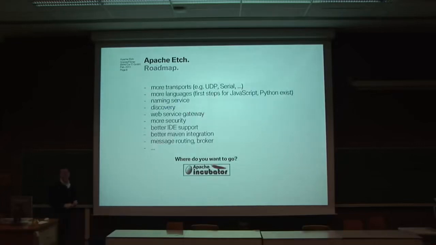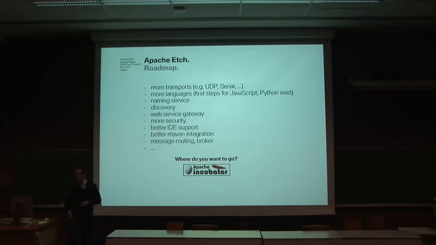What is on our roadmap? Where do we want to go? Of course, most important is always getting more languages and more transports, making this thing available more broadly. At the moment, it's pretty well implemented using Java, TCP, C, and C#, so you can choose, but it's TCP. We would want to have a serial implementation. We want to have a UDP implementation, for example. We will want more languages. As I said, there are first steps for JavaScript and Python, and you can even think of what you want in addition on top of that framework.